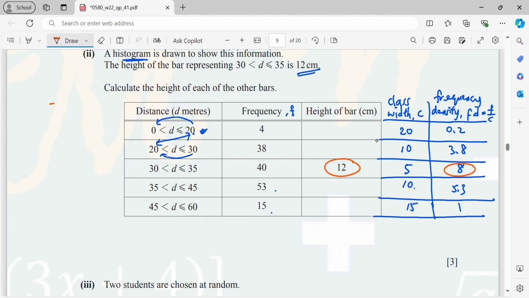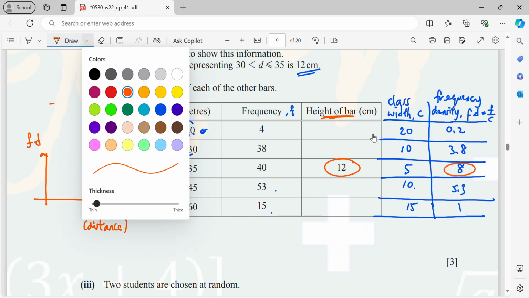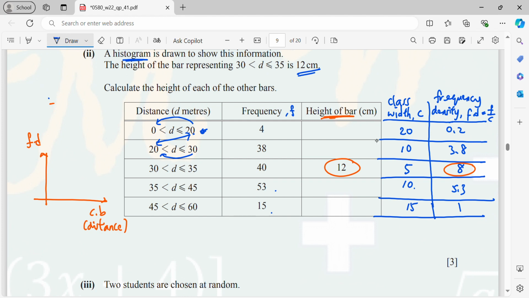Here, the frequency density is the height of the bar. Okay, these will be the class boundaries. That will be the distance. But now, the frequency density is supposed to be 8, but the height of the bar becomes 12. So now I need to find out what is the multiple. So how to change 8 into 12.